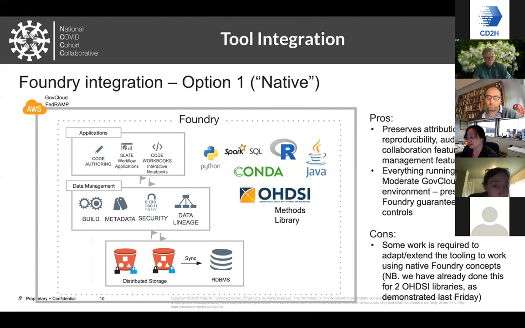All right, and then if you could go to option 1, Justin, the native, yeah, perfect. So this is what we've already done for a few of the Odyssey libraries, and for example, we've done this with the feature extraction library. What this involves is basically taking some of the code that lives outside of the platform and moving it in, and there's various ways to do that.